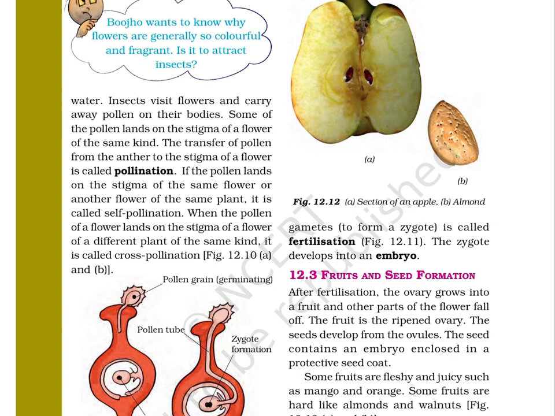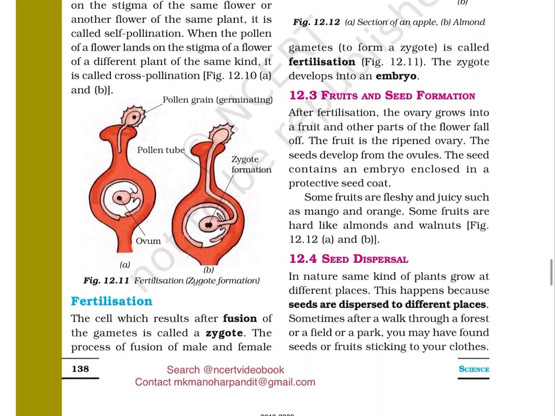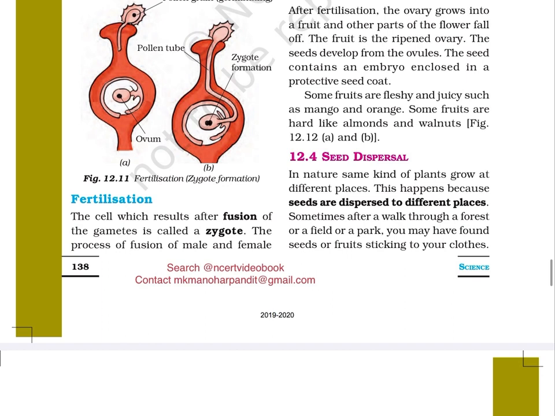Fertilization. The cell which results after fusion of the gametes is called a zygote. The process of fusion of male and female gametes to form zygote.